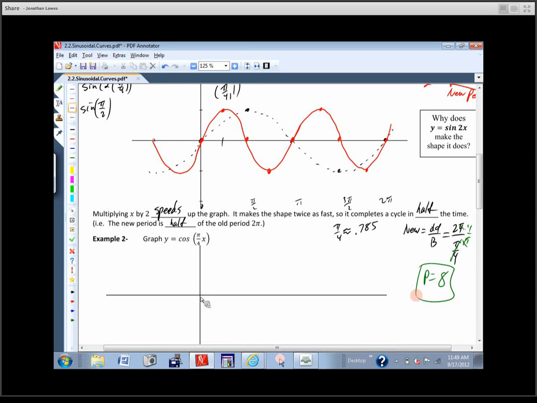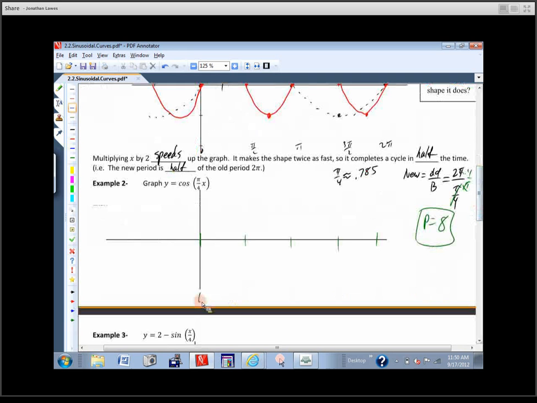So let's mark the beginning, mark out the end, the middle, eyeball the middle, and then eyeball the quarters. Now, if this one starts at 0 and its period is 8, where is this?